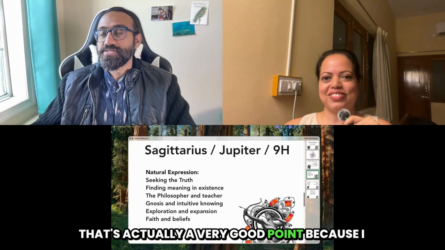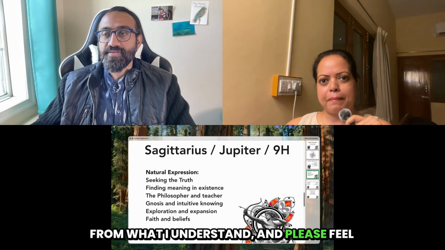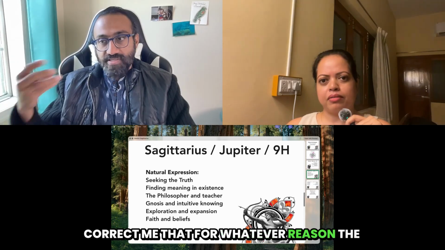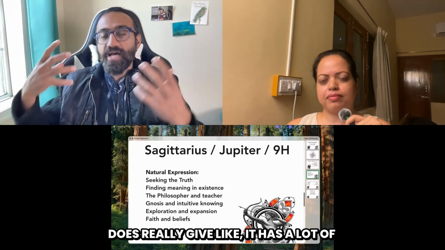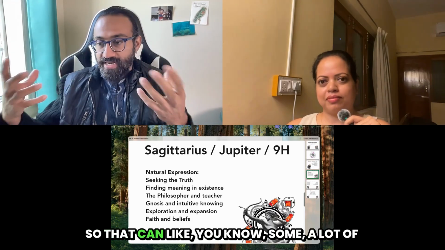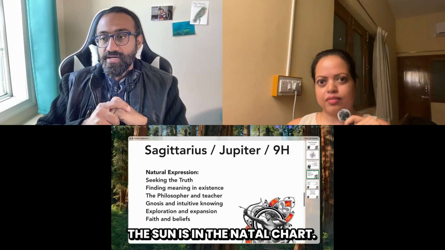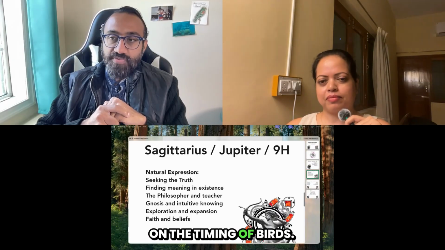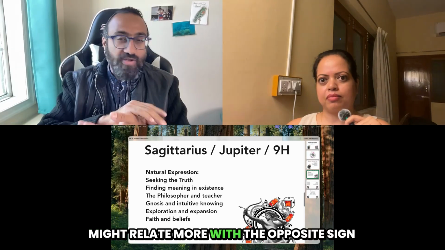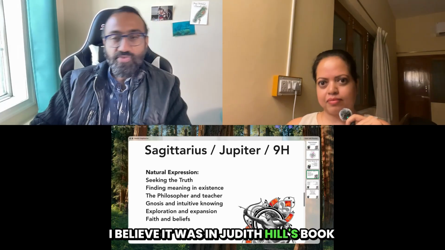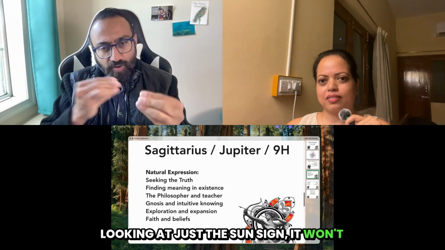No, that's actually a very good point. From what I understand, and please feel free to correct me, for whatever reason, the placement of the sun really does matter. It has a lot of energy, and a lot of people can relate very strongly with where the sun is in the natal chart. But I've also read that it depends on the timing of birth. Some people born closer to midnight might relate more with the opposite sign. I believe it was in Judith Hill's book where it said, even simplistically, looking at just the sun sign, it won't always correlate.